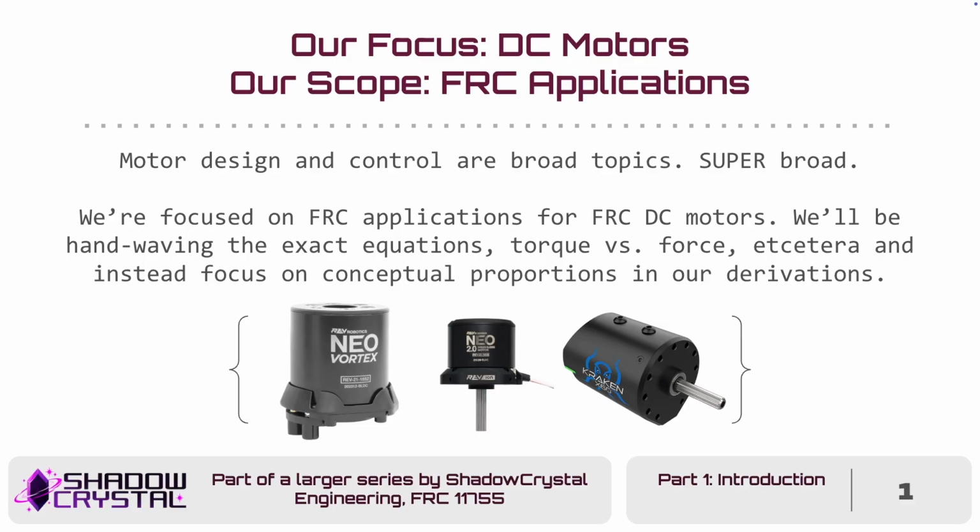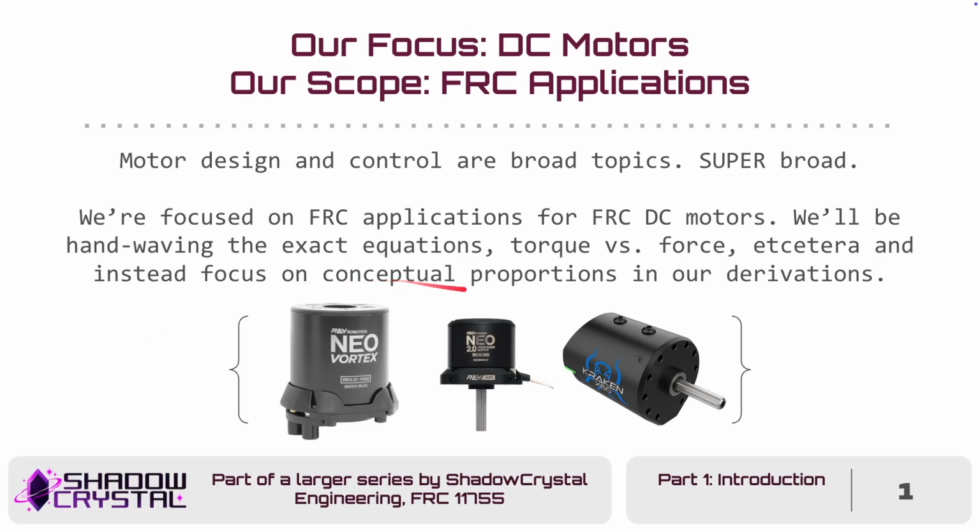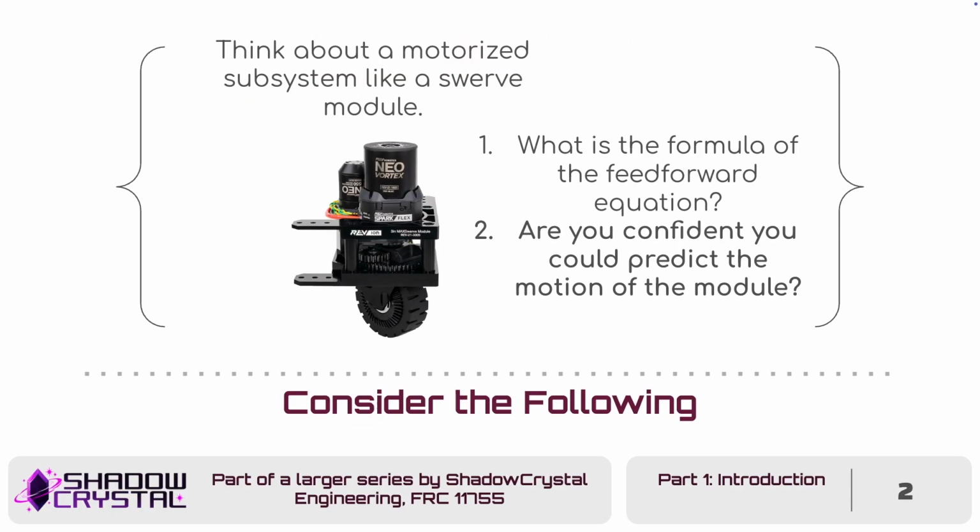It's also worth noting that we're not going to be handling the exact equations. We're not going to be handling numbers. We're going to be handling proportions, relations between values: when one thing doubles, another thing doubles, proportionalities, something equals some constant times something else. Equations like that are what we'll be leaning on pretty heavily to do our derivations here, because it's the easiest way of explaining FRC motor dynamics in a brief time frame.